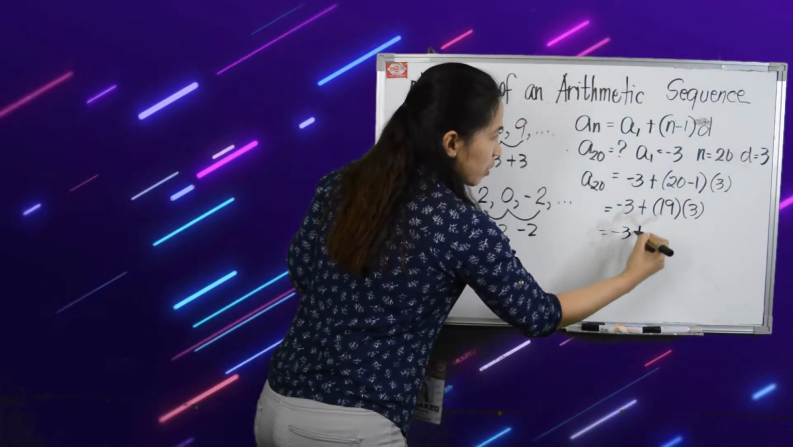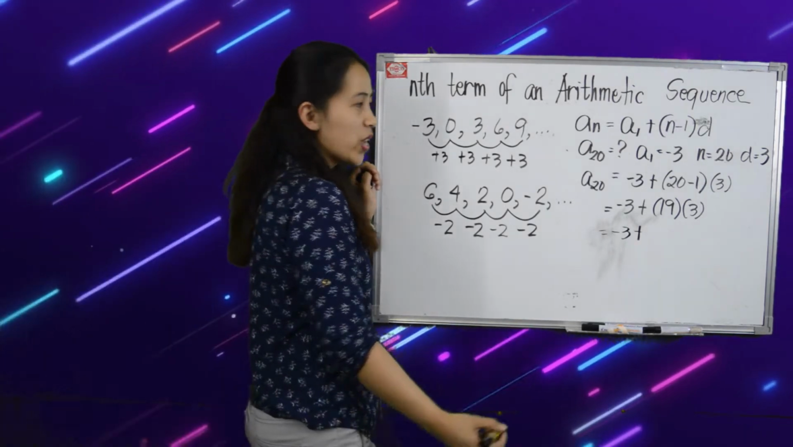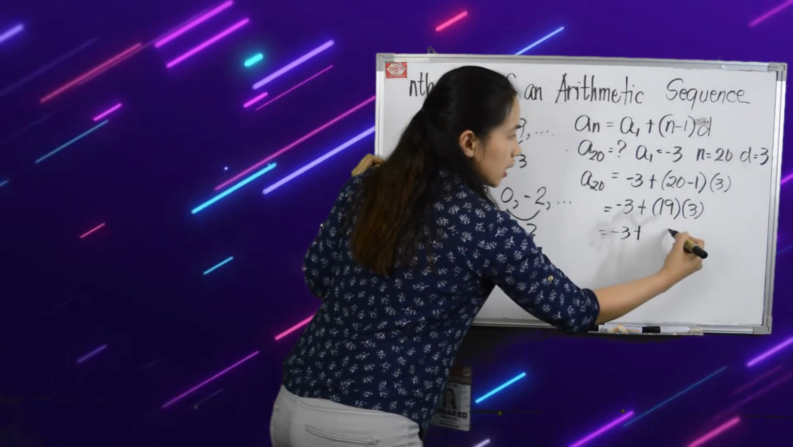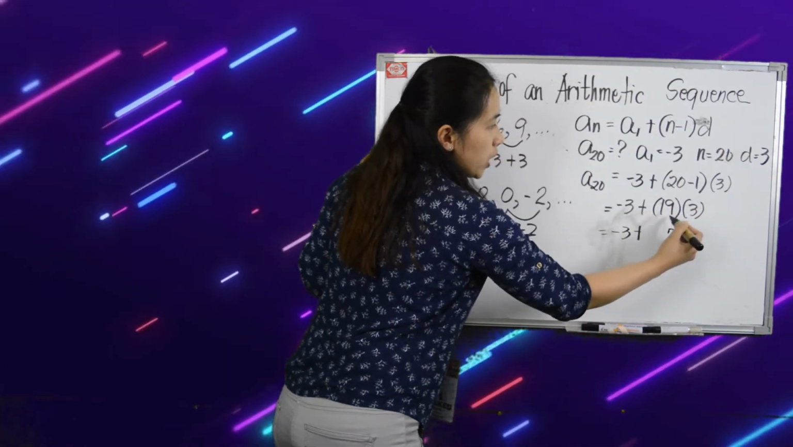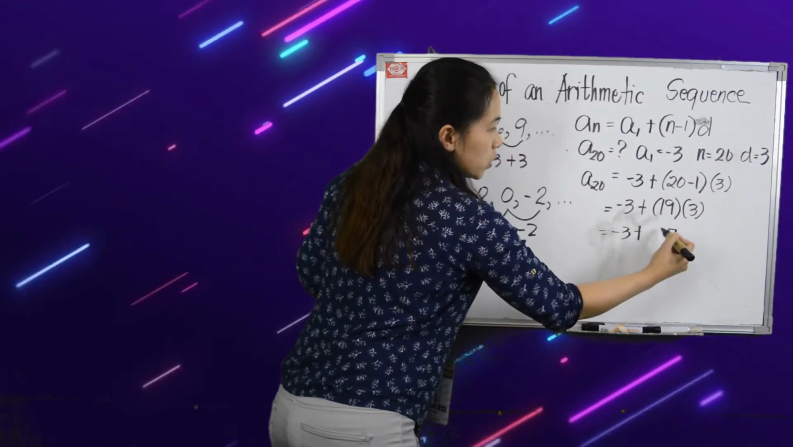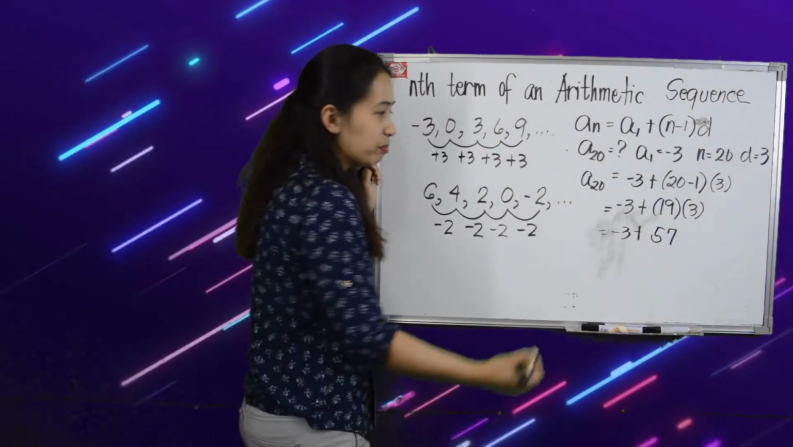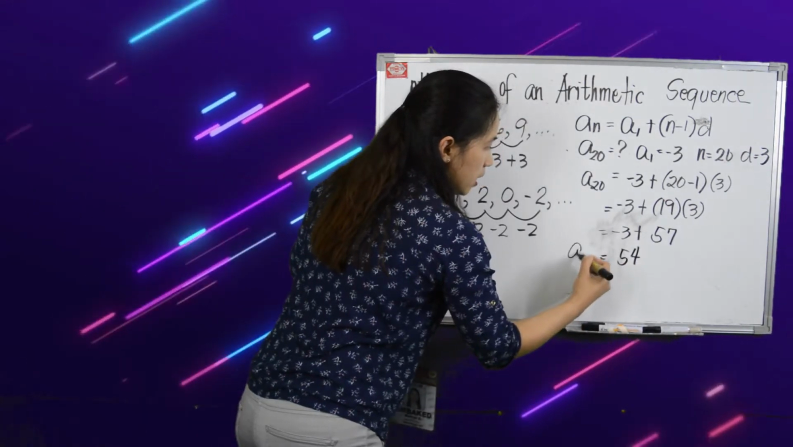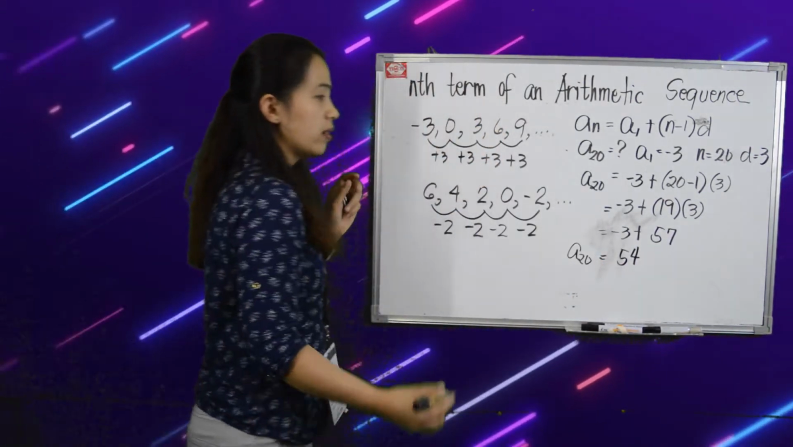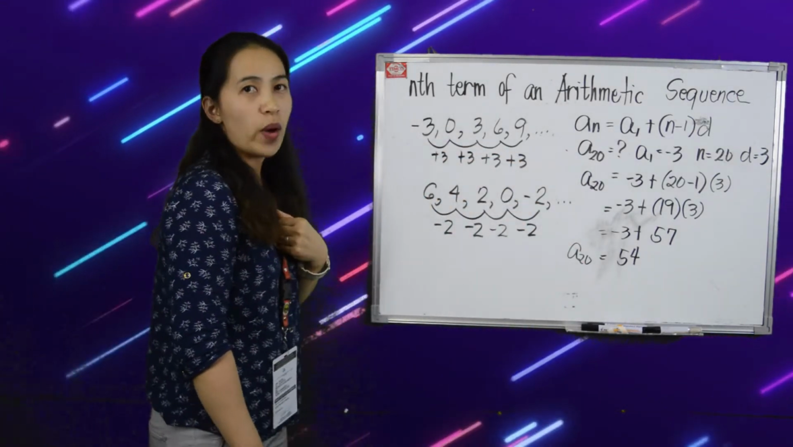Negative 3 plus, what is the product of 19 and 3? This is 57. 57 plus negative 3 is 54. That is a sub 20. That is the 20th term of this sequence.